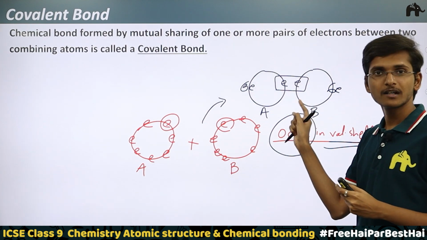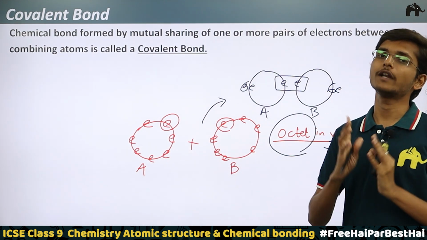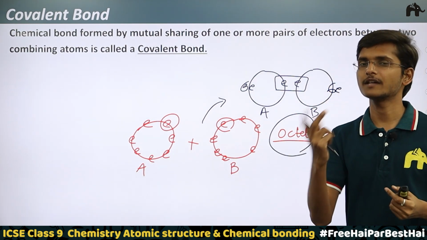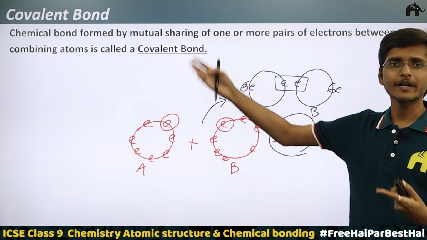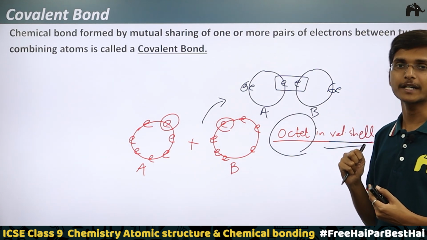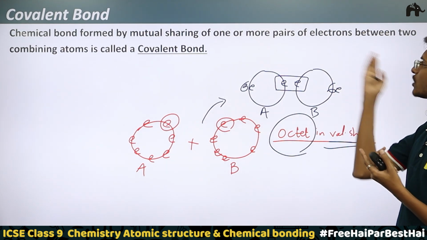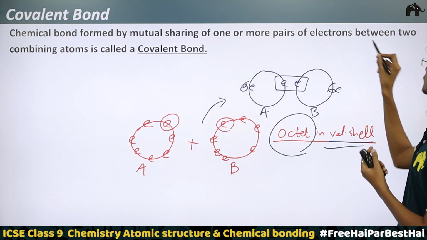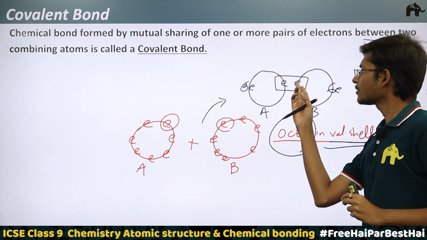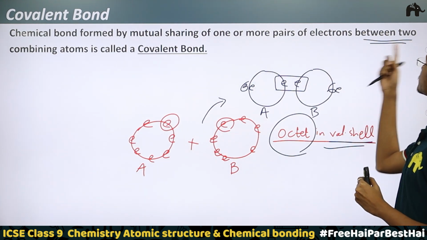So when such mutual sharing takes place and the chemical bond forms, such a chemical bond is called a covalent bond. As simple as that. So once you understand the story, you have this definition in your brain, of chemical bond, of covalent bond. What is a covalent bond? Whenever a chemical bond is formed by mutual sharing of electron pairs between the 2 combining atoms, a chemical bond formed by mutual sharing of 1 or more electron pairs between 2 combining atoms.